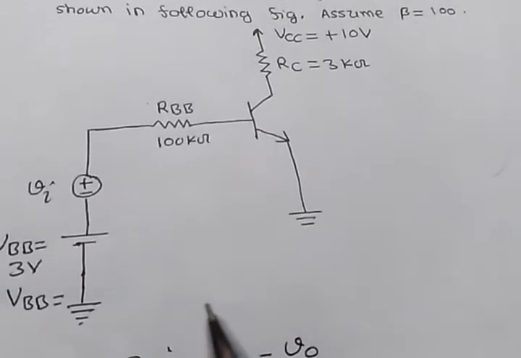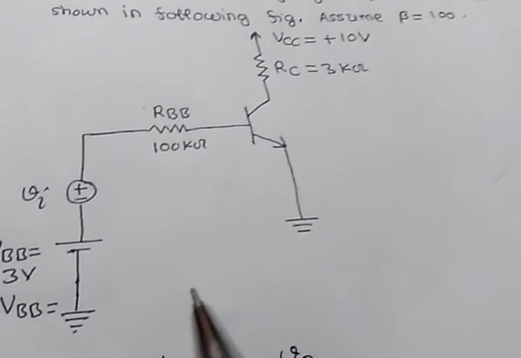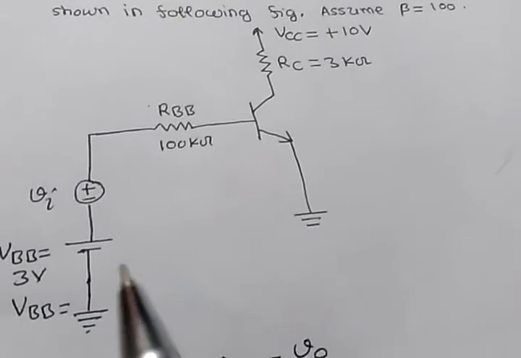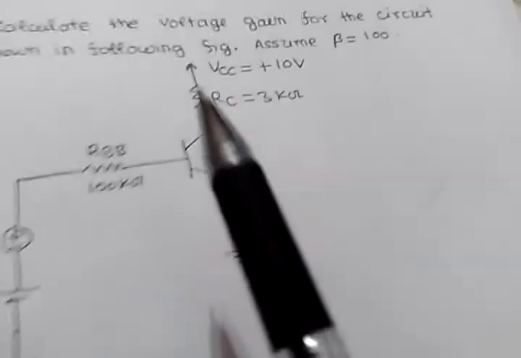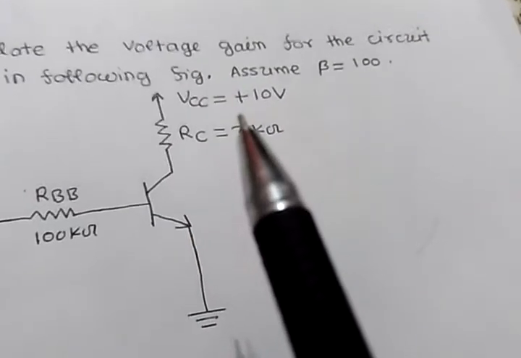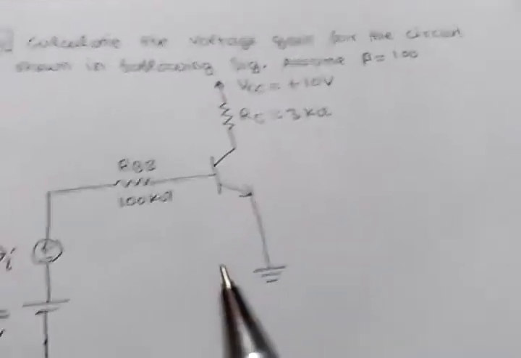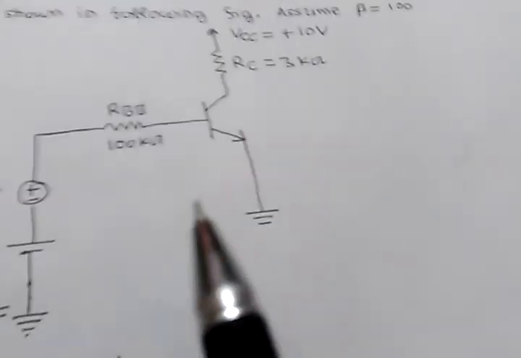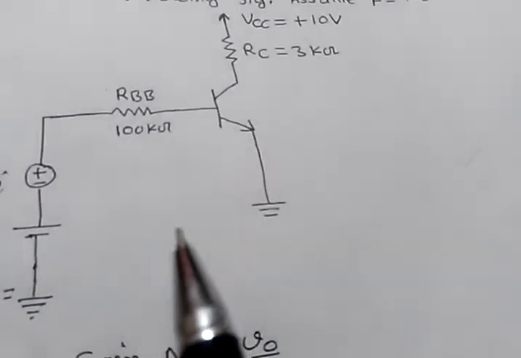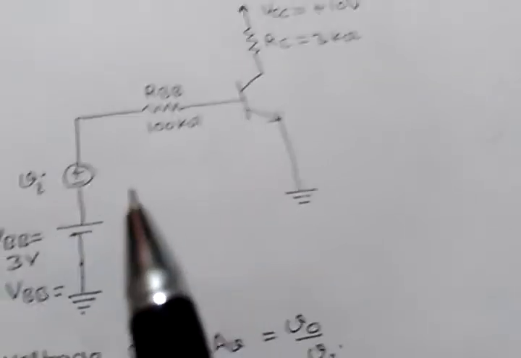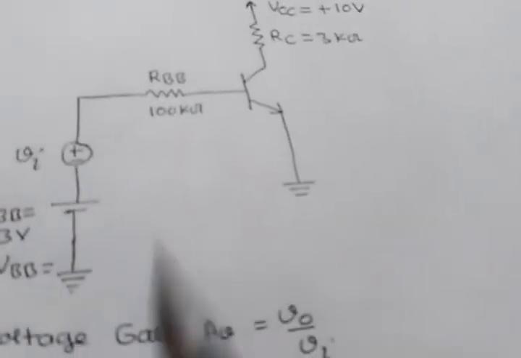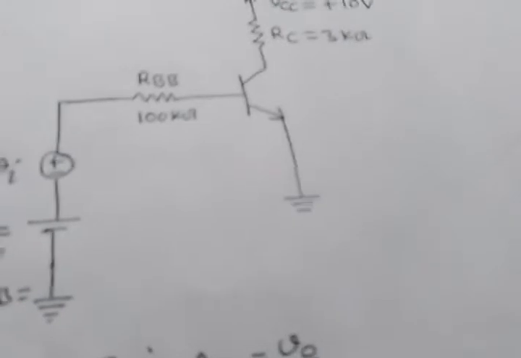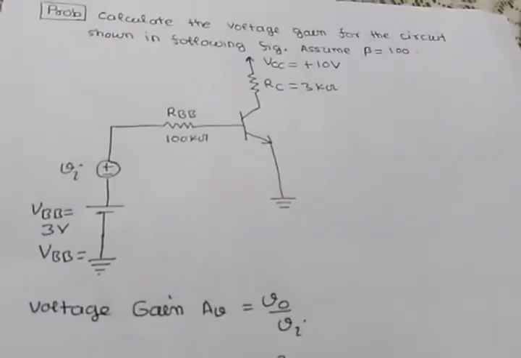This is the problem. In this problem, there are two voltages, VBB equals 3 volt and VCC equals plus 10 volt, used to provide the biasing of this transistor. This is the case of a common emitter amplifier. A small signal Vi is used in this problem. We have to find the voltage gain.